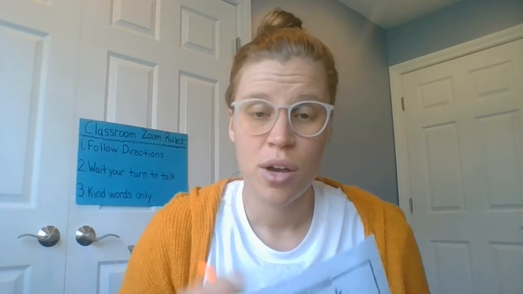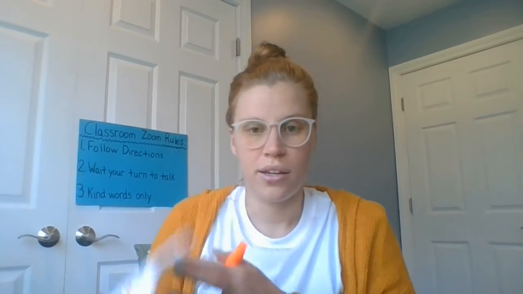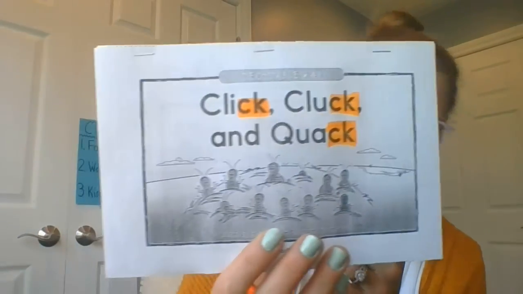Now, as you go through, what you're going to do is highlight every time you see k. We're going to first focus on the ending sound, but you'll see in this book that it's in the middle of words as well. So click, cluck, and quack. I'm going to highlight each time that I hear k. And I'm going to highlight the two letters that say it, CK, since that's the letters that we are focusing on. So you could highlight like this.